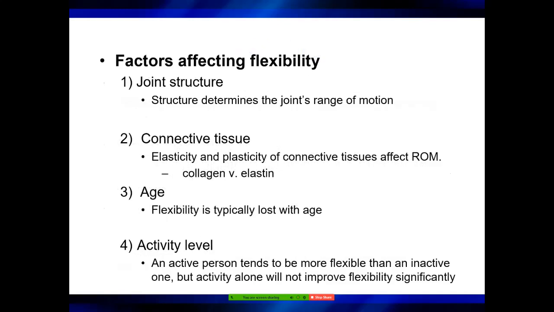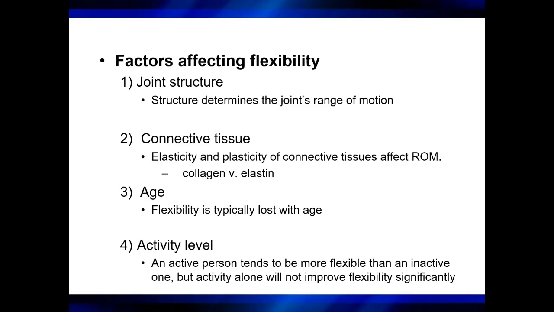And there are a lot of different factors that affect flexibility, both dynamic flexibility as well as static flexibility. One is the joint structure, and you guys have probably talked about this in several different classes, and usually the example that's given is the comparison between the hinge joint and the ball and socket joint. You've got hinge joints at your knee and your elbow, and ball and socket joints at your shoulder and your hip. The structure of those joints dictates how much flexibility you're going to have.